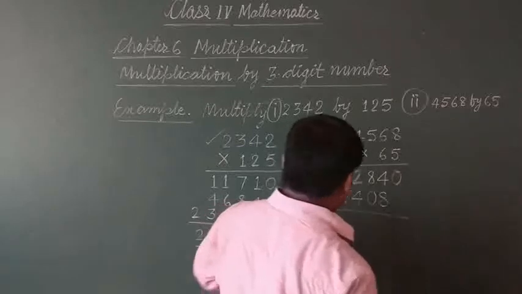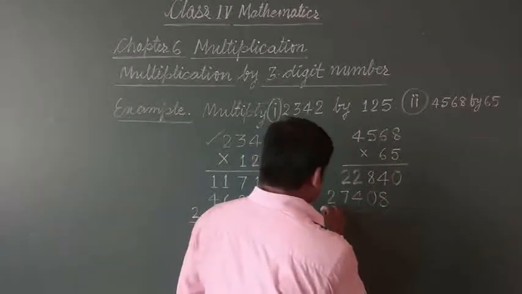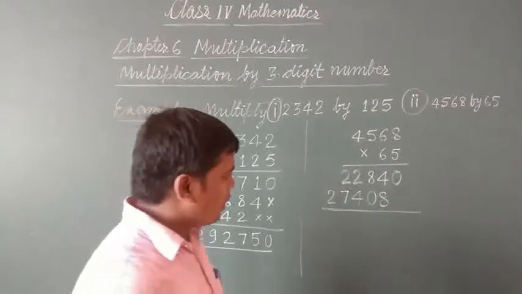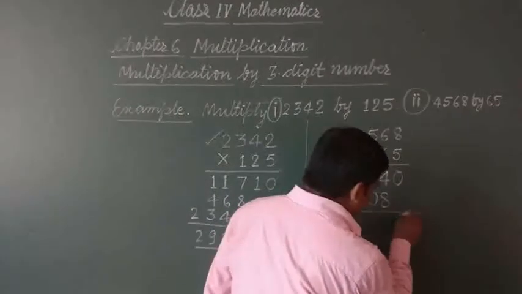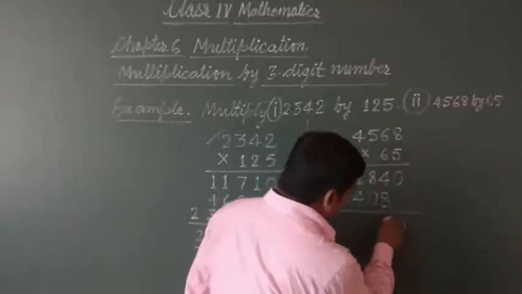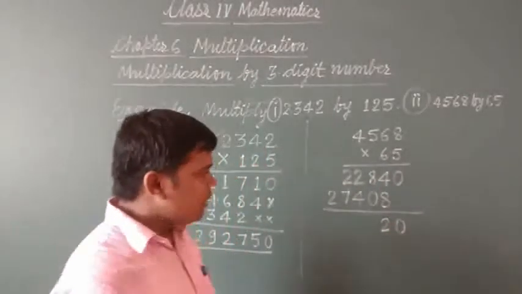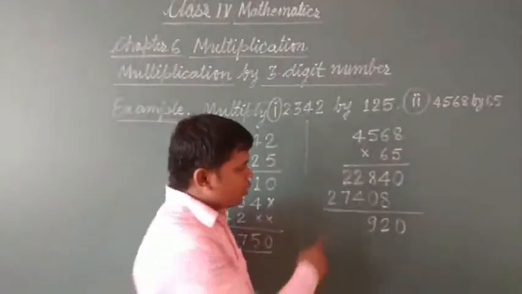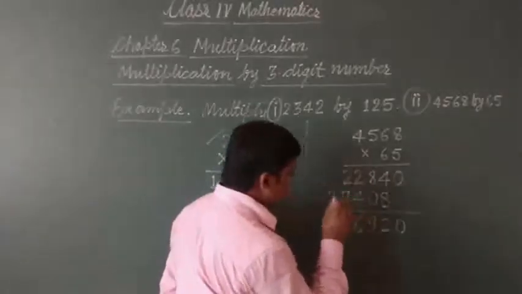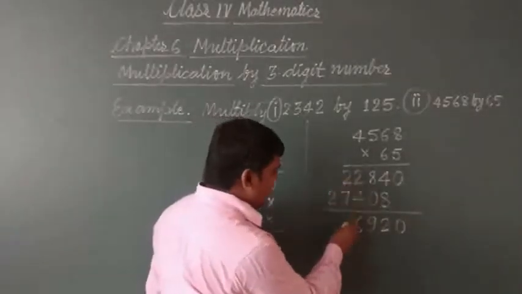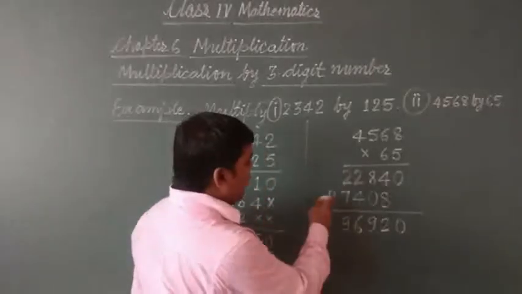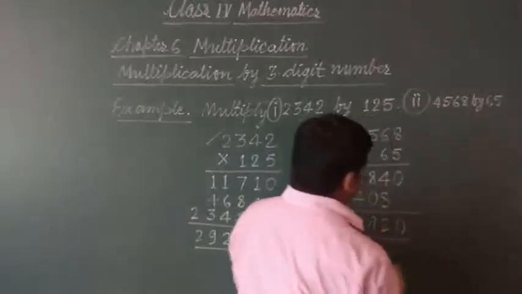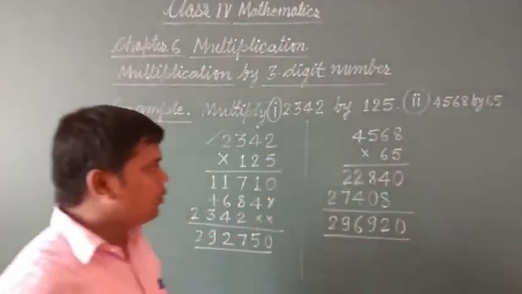Now we will add these ones to get the product. So 0 simply will come here, 4 plus 8, 12, carry 1, 8 plus 1, 9, 2 plus 4, 6, 2 plus 7, 9, and 2 will be here. So this is the required product of the 2-digit number.